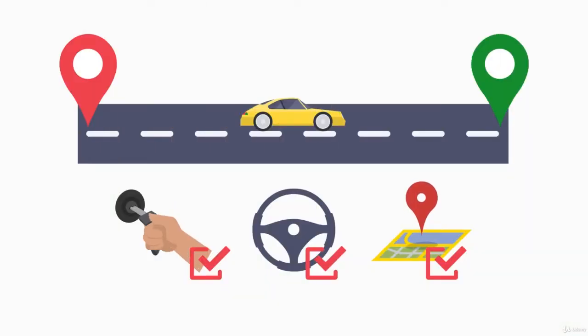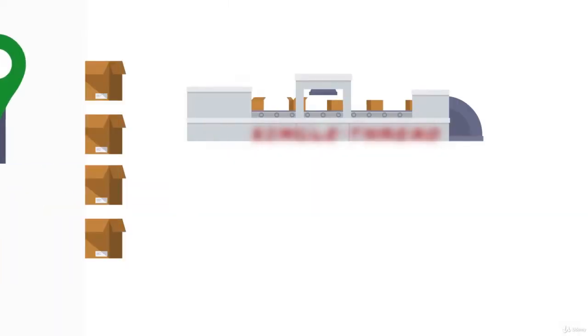You can think of process as driving a car from A to B. Thread is each operation you take to get the car to the destination, like starting the engine, making turns, finding the right route, etc. For the process to succeed, each thread must be successful.